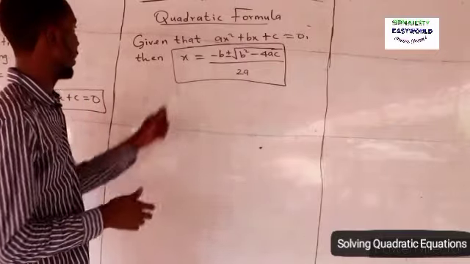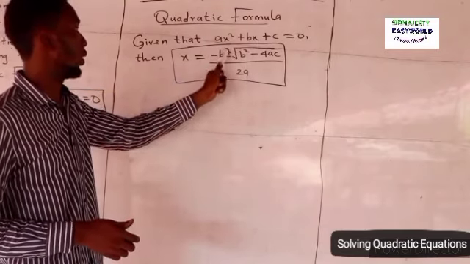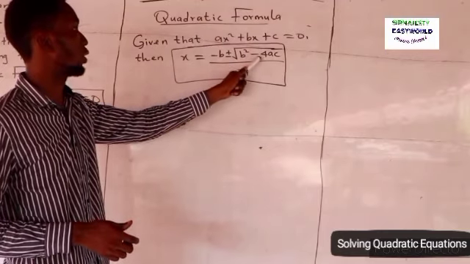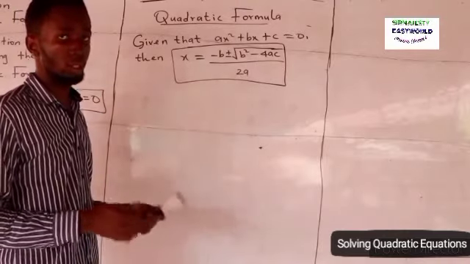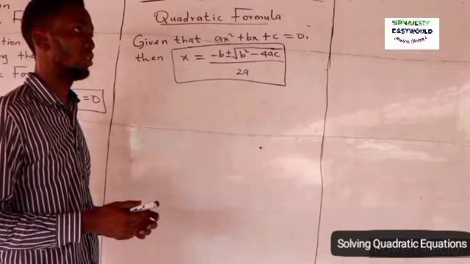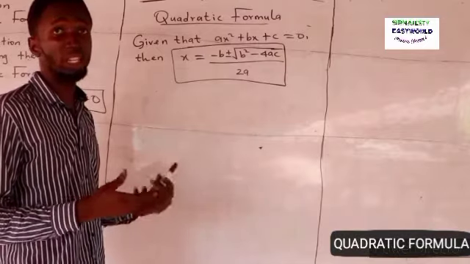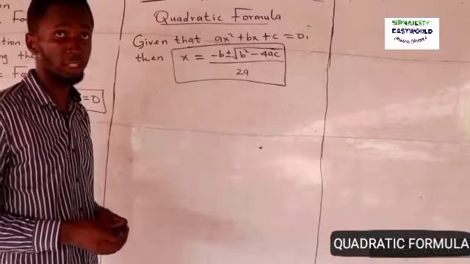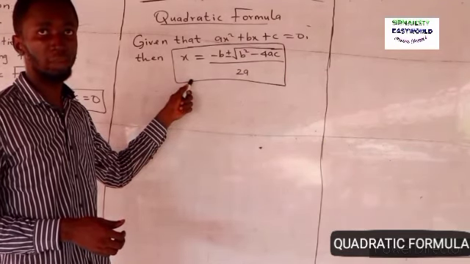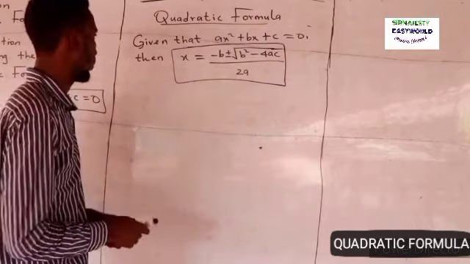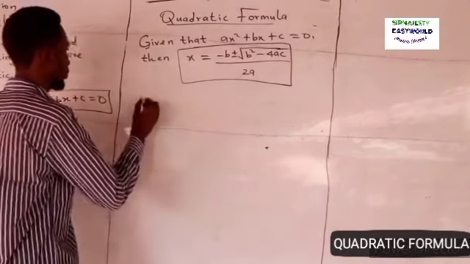So the formula is given as x is equal to minus b, where b is the coefficient of the x term, then plus or minus the square root of b squared minus 4 times a times c, all over 2a. So this is the quadratic formula. The proof for this formula is not very important, because unless you are a mathematics student, you don't really need to know it. But of course, it's good if you understand where this formula comes from. However, I don't think any examination body will ever demand the proof of this formula from you. So let's see how we can use this formula to solve a few questions.